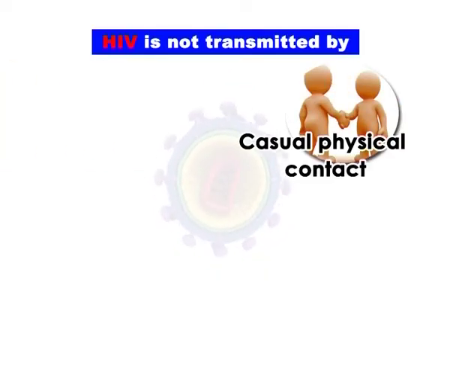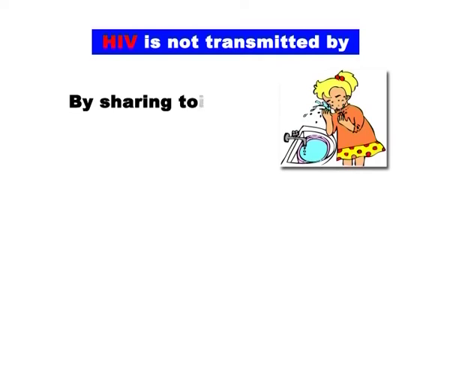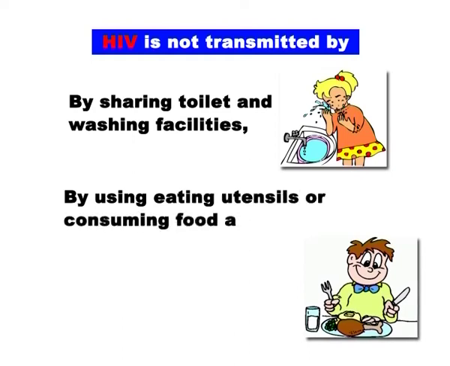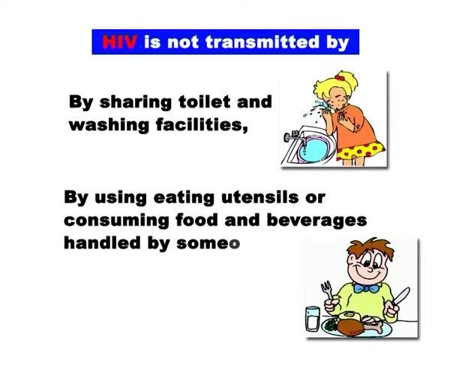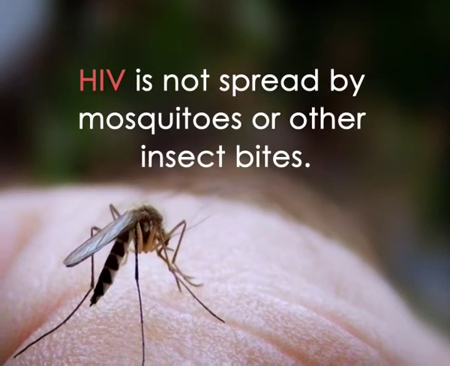Healthy skin is an excellent barrier against HIV and other viruses and bacteria. HIV cannot enter the body through unbroken skin. HIV is not transmitted by casual physical contact, coughing, sneezing, and kissing, by sharing toilets and washing facilities, by using eating utensils or consuming food and beverages handled by someone who has HIV. HIV is not spread by mosquitoes or other insect bites.